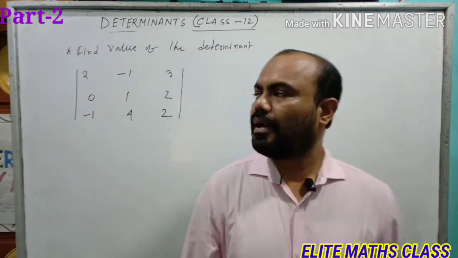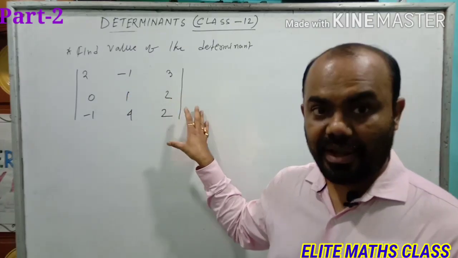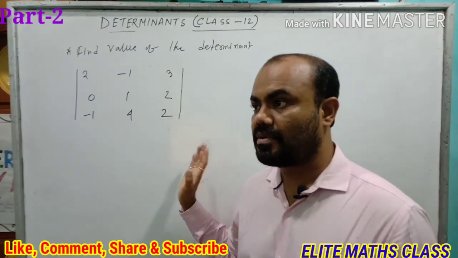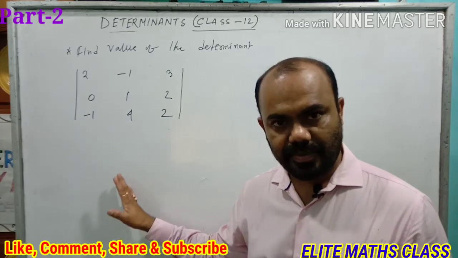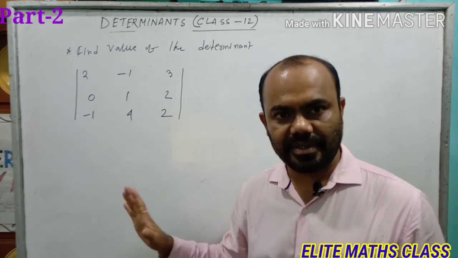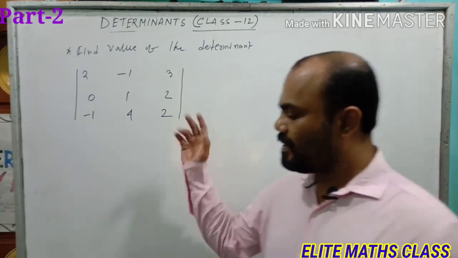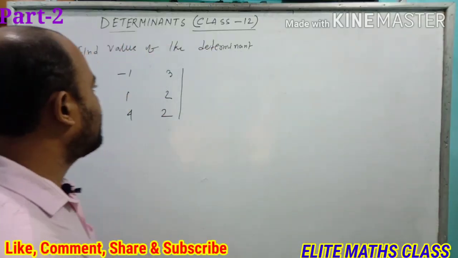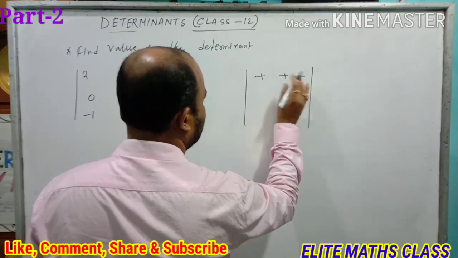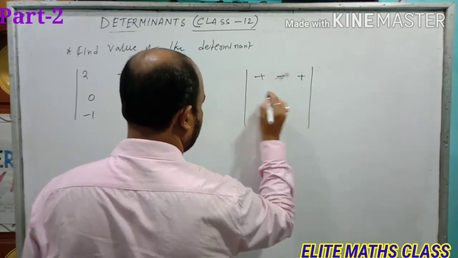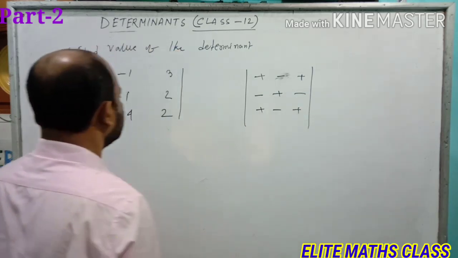Now see, the first question is find the value of the determinant. First I am finding the value by using this method, called minor method or Laplace expansion method. That method is described in my previous video. By this method, first let us find the value. For a 3 by 3 determinant, these are the signs of the positions: plus minus plus, minus plus minus, plus minus plus.